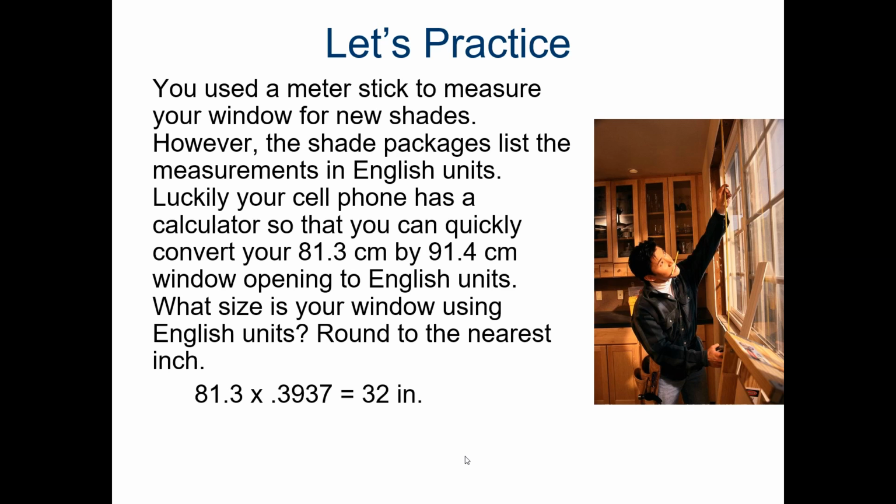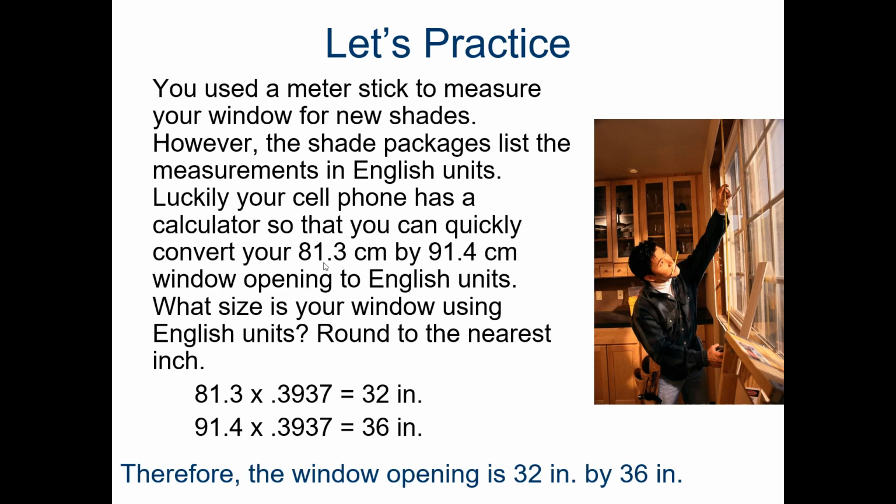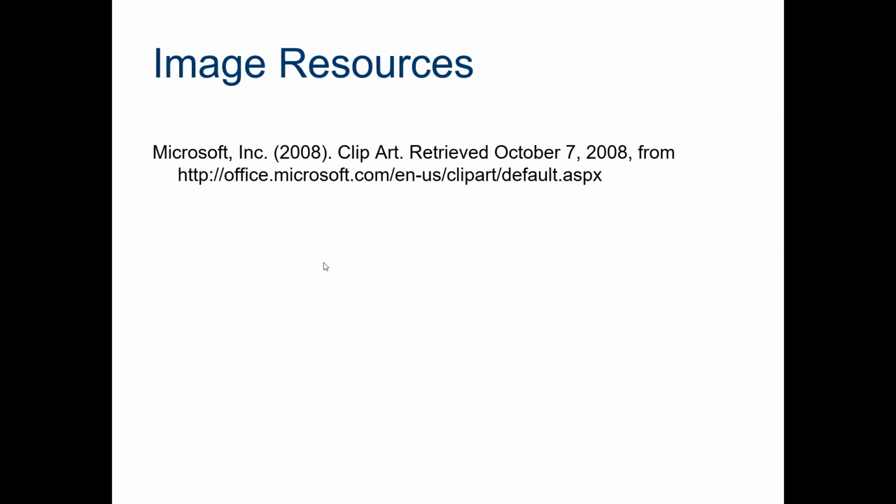So let's see how we do this. 81.3, you have to multiply that, if you go back to that table, by 0.3937, that's the conversion of centimeters to inches, right? And you come up with 32 inches. Then you have 91.4 centimeters, and you multiply that by the same 0.3937, and you come up with 36 inches. Therefore, the window opening is 32 by 36 inches.